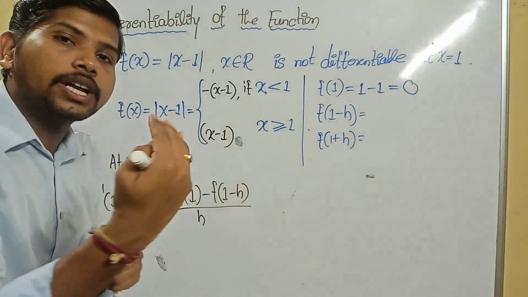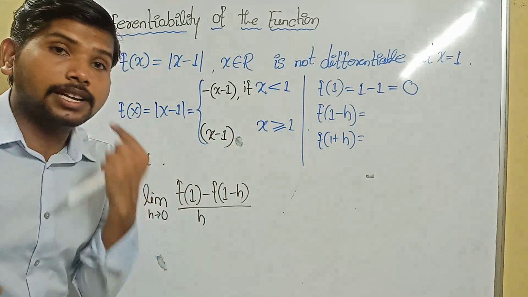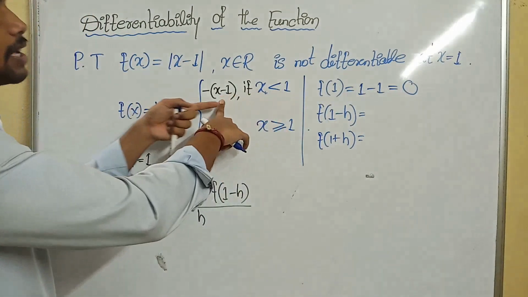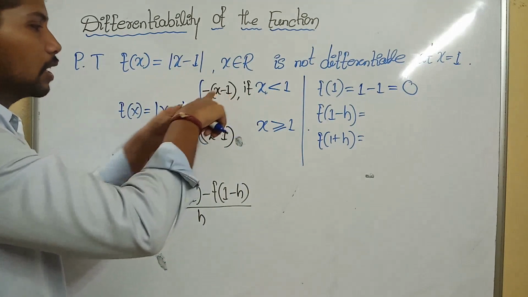1 minus h: in 1, I need to subtract something. If I am going to subtract something, it will be less than 1. Less than 1 means I need to select this first function. f of x is minus x minus 1.